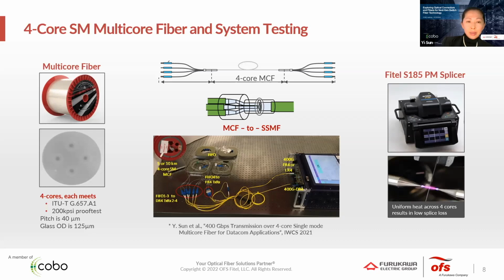And this is a proof test at 2% strain, 200 kpsi. And we carried out a system transmission experiment using commercial 400G DR4, FR4, LR4. The signals were coupled to the fiber through a multicore to single mode fiber fan-out. Error-free transmission over 5 kilometers and 10 kilometers was achieved. That's a reach that meets or exceeds that specified for standard single mode fiber in standards.